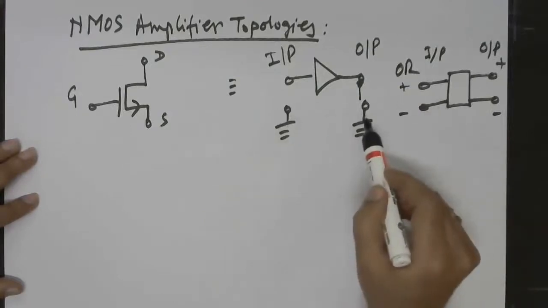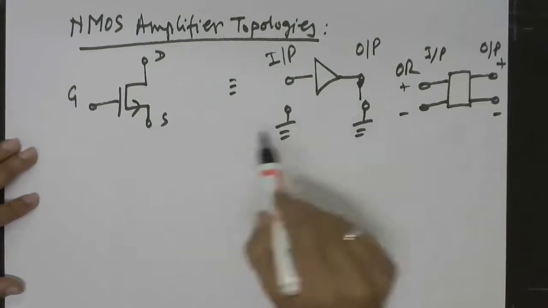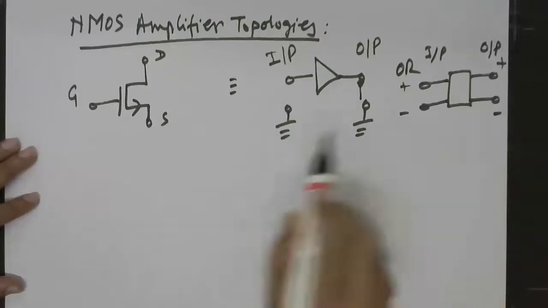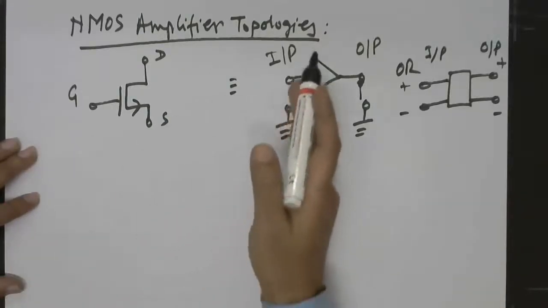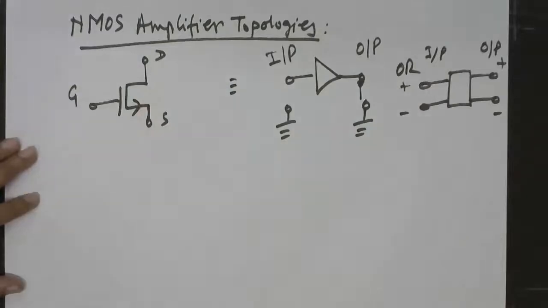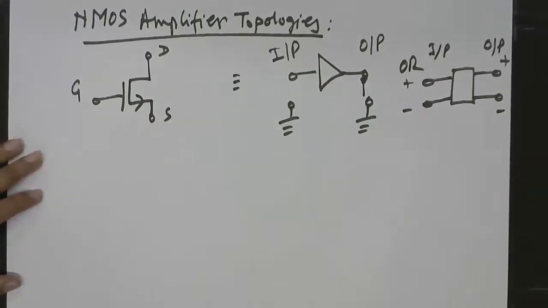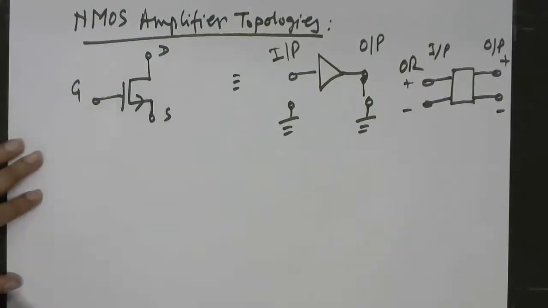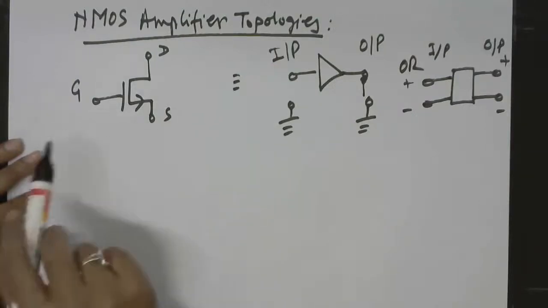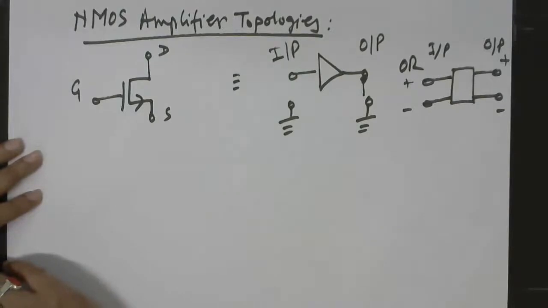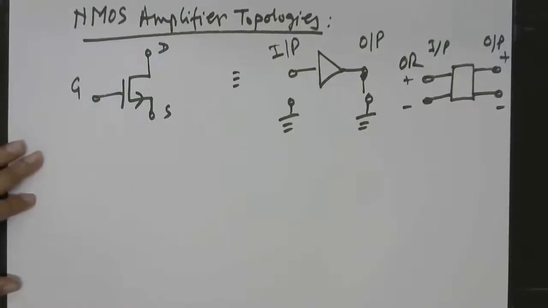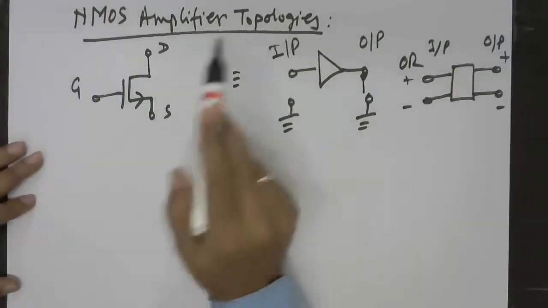So whatever may be the configuration of using the MOS as an amplifier, whether single-ended or double-ended, we have to basically find out the input side and the output side for this NMOS. So the question arises: which of these three can play the role of the input nodes or input port, and which of the three can be used as the output port? Once we decide that, that will determine the total number of topologies or configurations of the amplifier that can result.